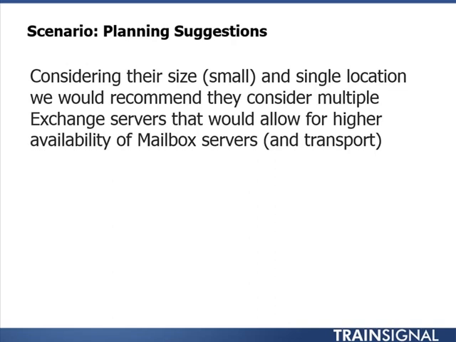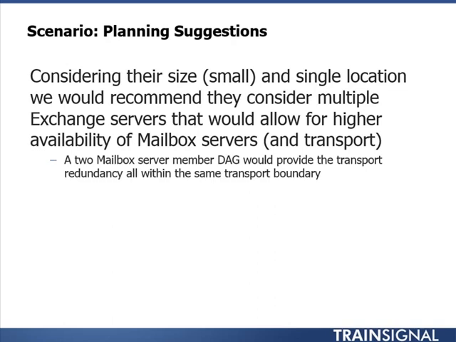Well, for one thing, we know that they're a small organization. They have a single location. We would recommend that they consider multiple Exchange servers that would allow for higher availability of mailbox servers and transport. Now, we might also recommend certain third-party solutions, perhaps a way for them to increase their availability in that sense as far as having these solutions available to them. But for the in-house Exchange environment, in this case, we need to have at least 2 mailbox servers. We would recommend that they be DAG members, so we would create the whole database availability group, add the 2 servers to the DAG, and then we would make sure that there was a redundancy in terms of a passive copy of the active database.